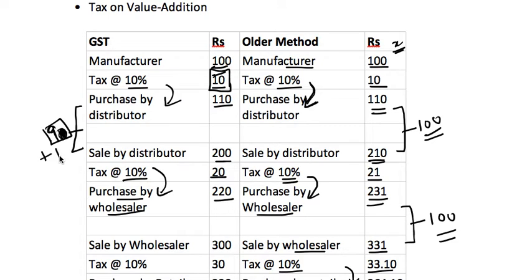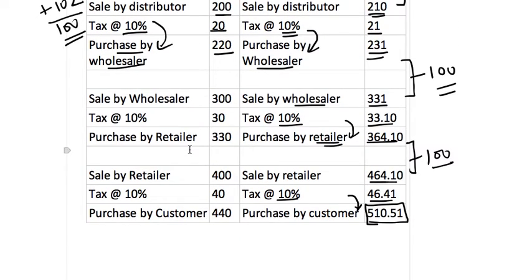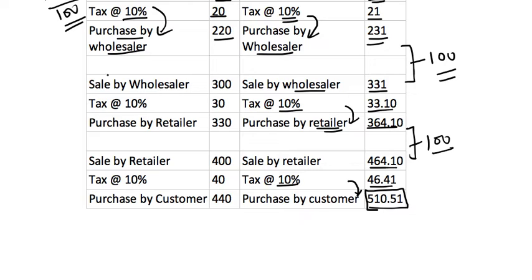When he gets credit of rupees 10, his margin will go up to 100. Let's come down. The wholesaler also tries to sell it ahead, but here his margin is only 80 because he's purchasing it at 220 but selling it at rupees 300. He adds a tax of 10%, which is 30, which is to be paid by the retailer to the wholesaler, and the retailer ends up paying 330.